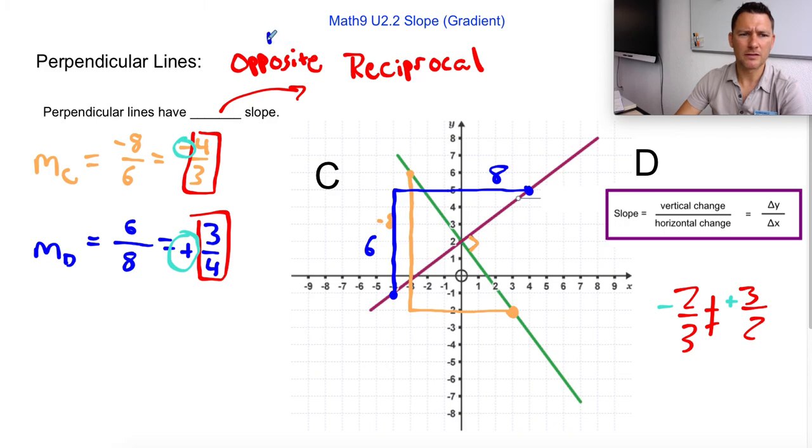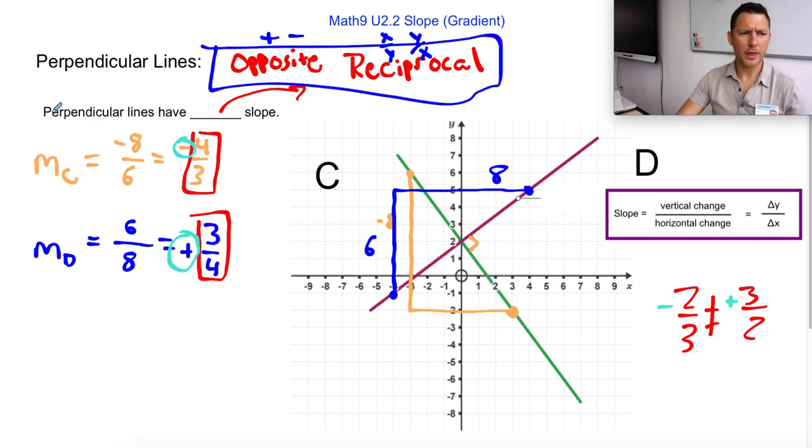Opposite just means plus or minus difference, and the reciprocal slope means if it was x over y, it'll be y over x. Right? It's the flip-flop. Cool. So perpendicular lines have opposite reciprocal slope. Put that in your notes.